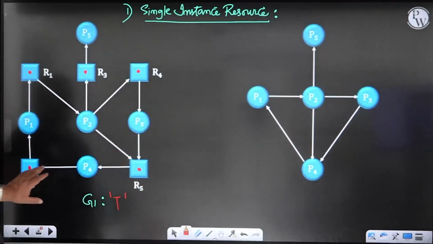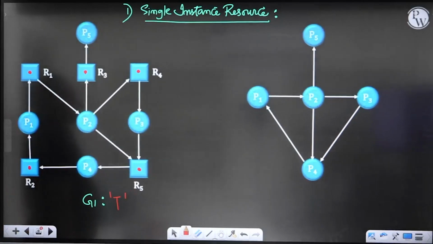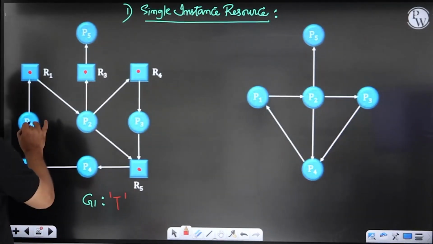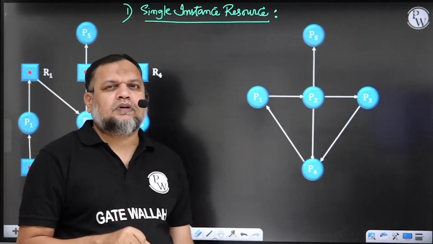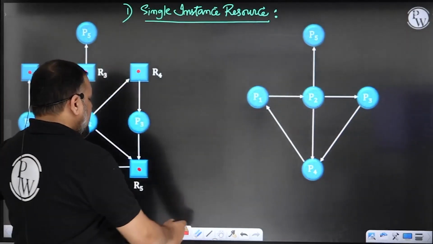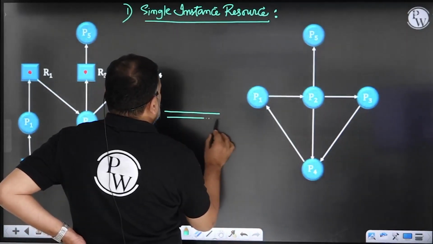Out of 5 processes, how many processes are blocked? Yes, except P5, all are blocked. 4 are blocked: P1, P2, P3, P4. So this is a symptom. On the occurrence of this symptom, we are going to apply the deadlock detection test.